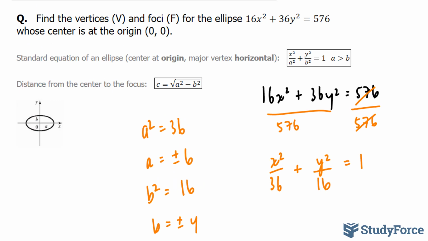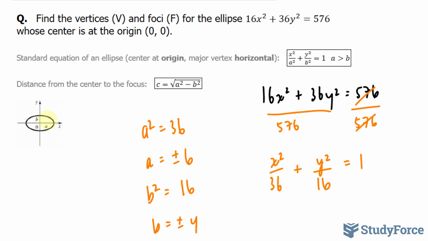What are they looking for? They want the vertices, V, and the foci. To find the vertices, we have to understand what we are dealing with here. We are dealing with an ellipse whose major axis is horizontal. This means that it's wider this way than it is this way.